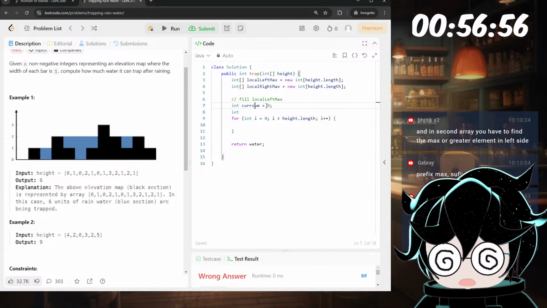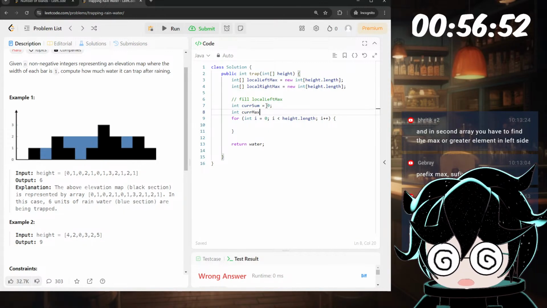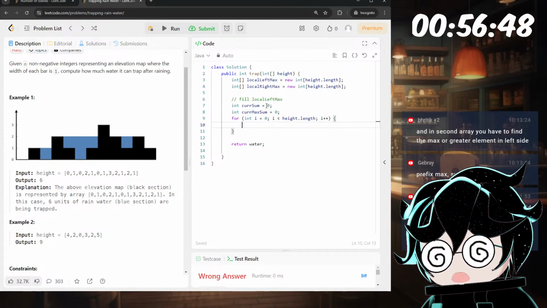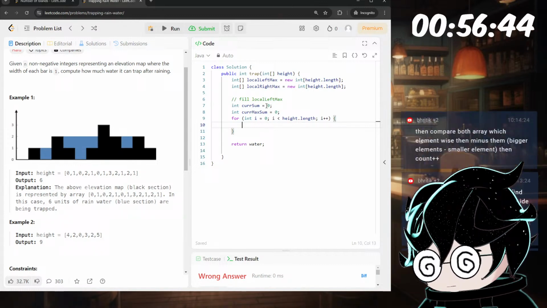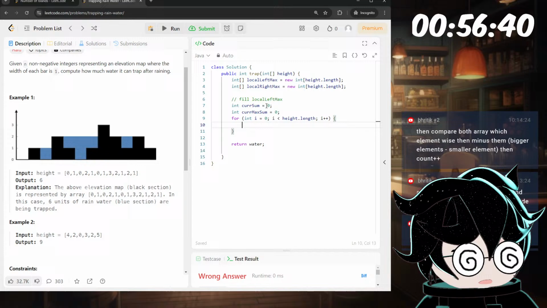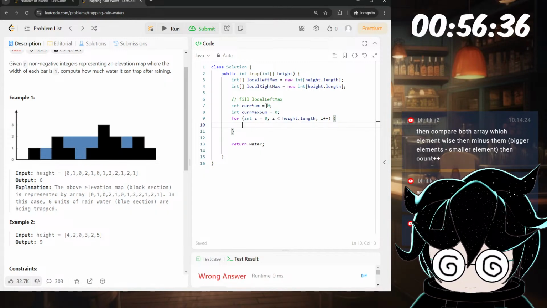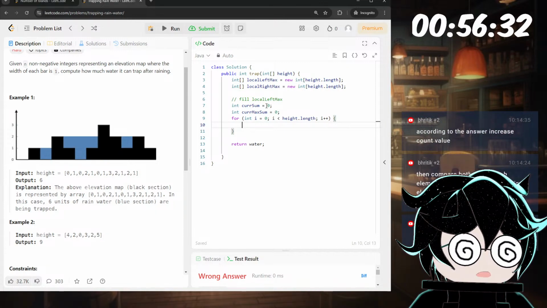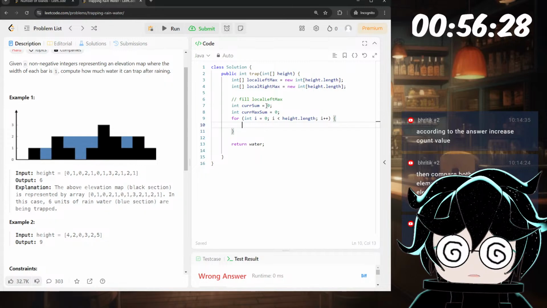Let's name this current sum, and then current max sum is equal to 0. Okay, so i index 0. Then compare both arrays of which element is minus them. Okay, I see what you're saying then. Thank you. According to the answer, increase count value. Got you, okay.